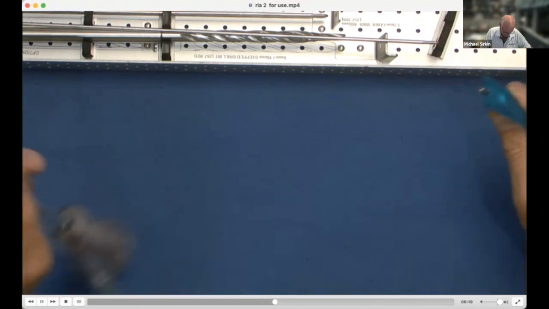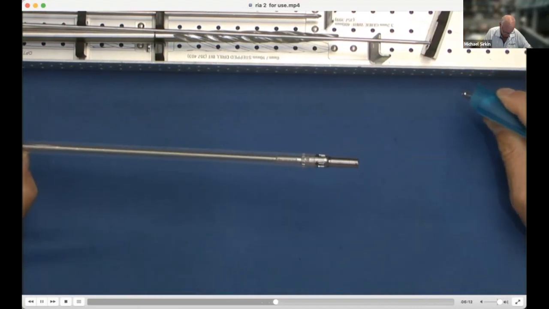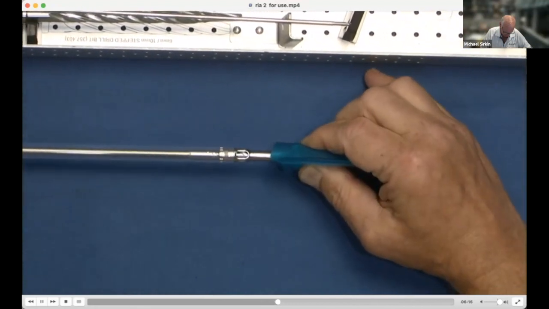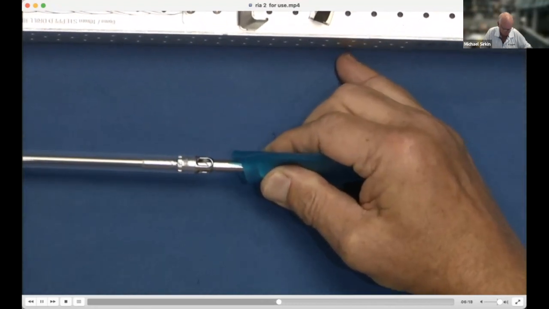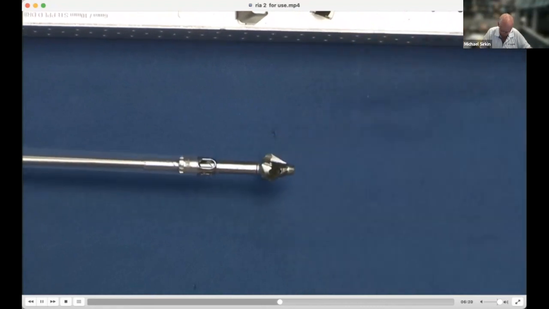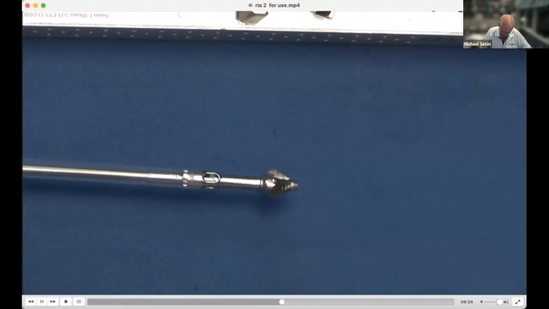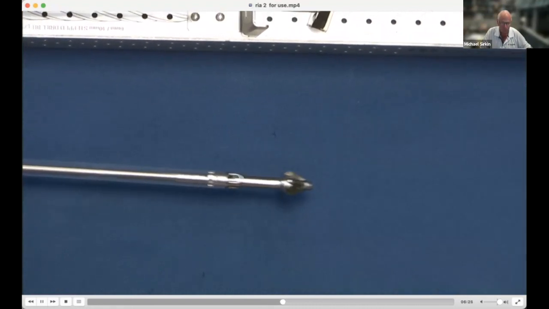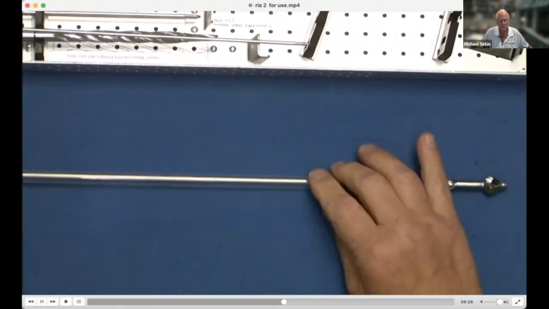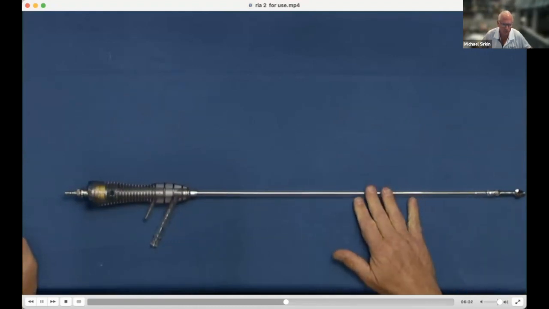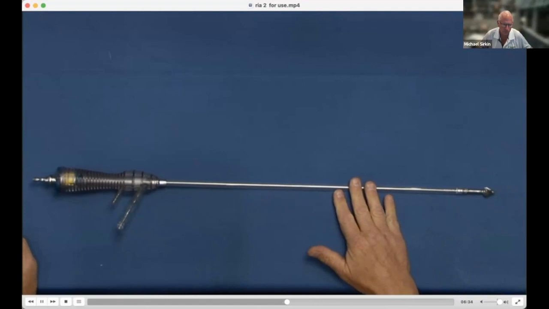So now you go to the end of the drive shaft, and this simply pushes on until you feel a snap. And now your reamer tip is on and secure. The next step: now we have our rhea tube with our drive shaft inside and our rhea tip connected.